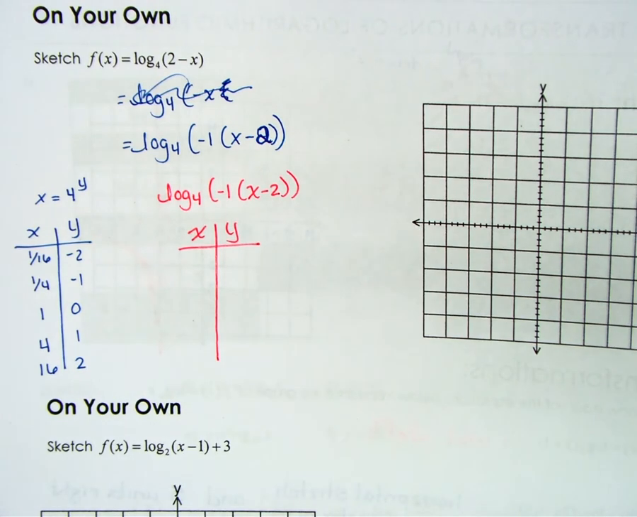So that's a good question. What do you do first? Do you do your stretch or do you do your shift? Well, there's a reflection. Do you do your reflection and then shift, or do you shift and then reflect? Always reflection because it's multiply, right? Order of operations says we're going to do anything with multiplying first.